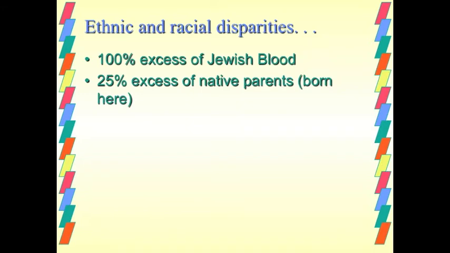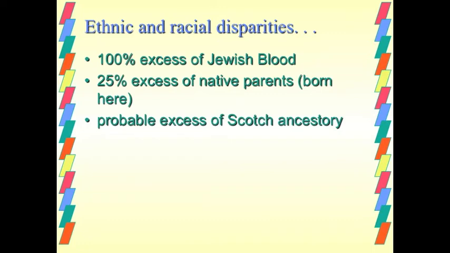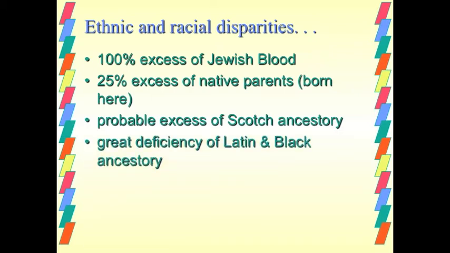He found a 25% excess of native-born parents. Does that mean they are American Indians? No. It simply means that most of his kids were children of parents who were born in this country. So immigrants are a little lower on the list than those whose parents were born here. He found, and this one I giggle at every time I see it, a probable excess of Scotch ancestry. I suspect he was either Scotch himself or was drinking at the time, or maybe both. I don't know what that means. He found a few more Scots people than he probably ought to have found. Greater deficiency, and this was the bombshell then and now, of Latin and Black ancestry.